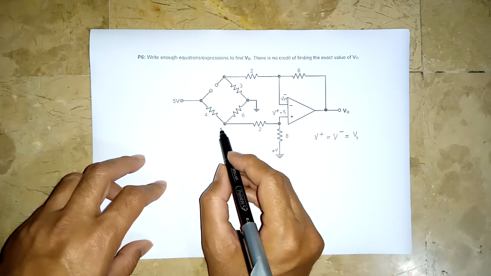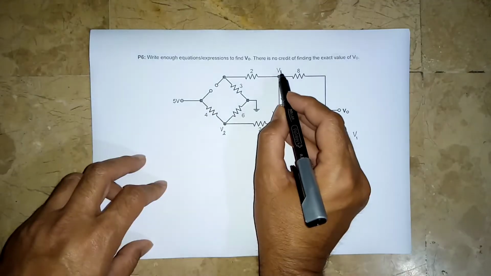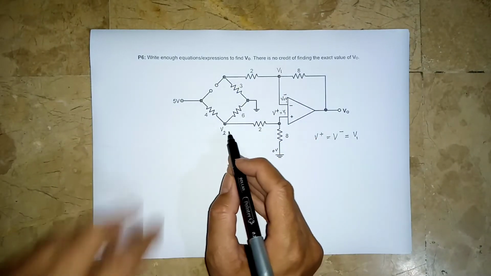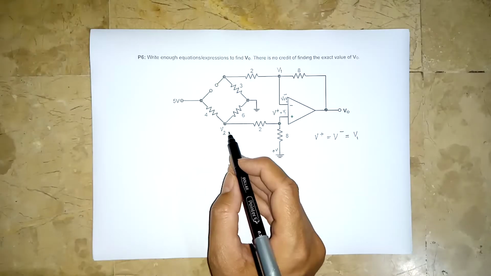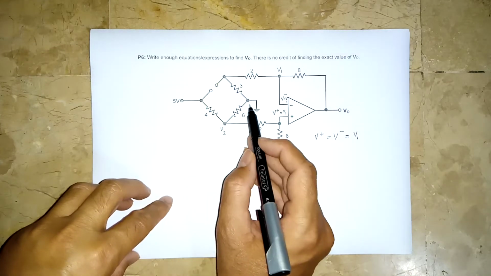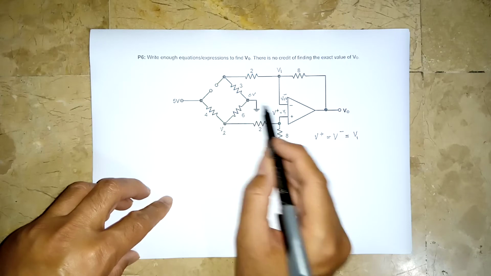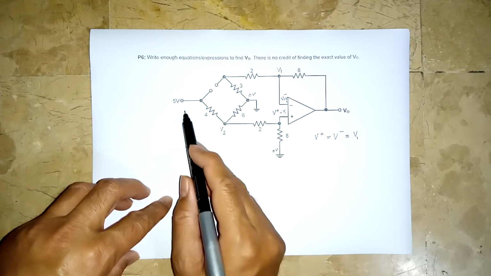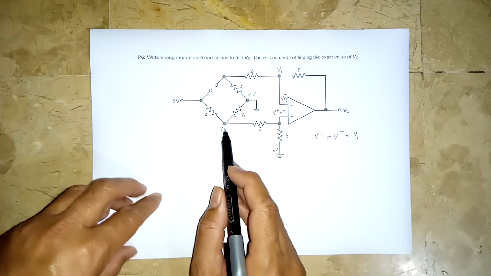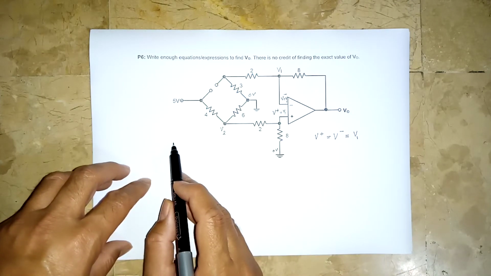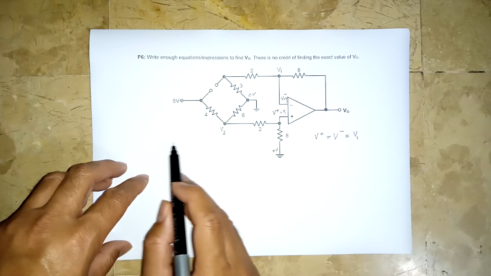Let us label this node as well. Let us say this is V2. This is V1. This is 0 volts, 5 volt. This is VO. So everything is probably labeled now. Let us come up with a set of equations, as many equations as there are unknowns for us to be able to find VO.